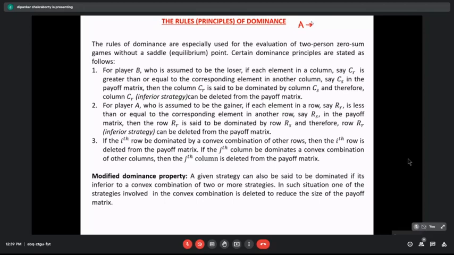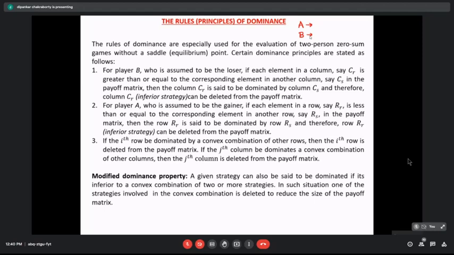How are we doing the solution? Player A always tries to increase his profit, and player B always tries to minimize his loss. That means A is always a gainer and B is always a loser. So if A is the gainer, what will A try to do? A will definitely try to maximize his gain. And B, what will B try to do? B will definitely try to minimize his loss. That is the concept, and based on this concept, we are going to apply this dominance rule.